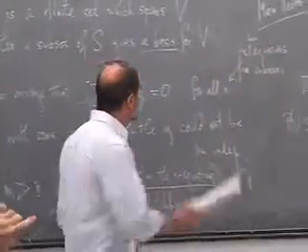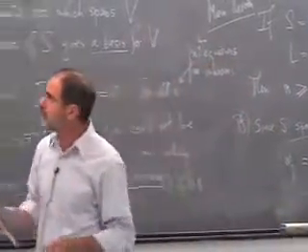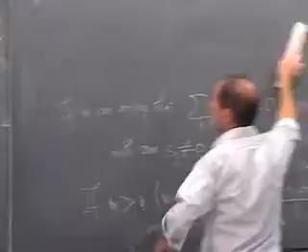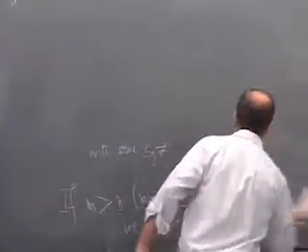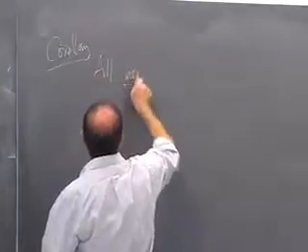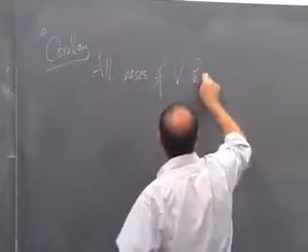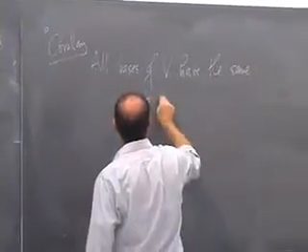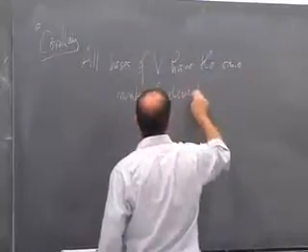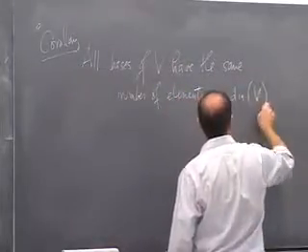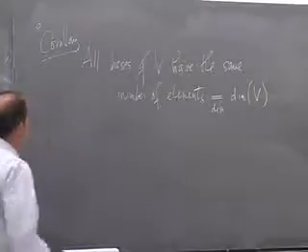Okay, this is the big theorem, because this allows us to say the following. Let me make a corollary of this. All bases of V have the same number of elements. And that number of elements is by definition called the dimension of V. So it's an integer that is the number of elements in a basis.